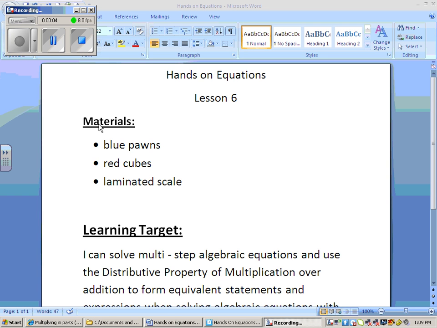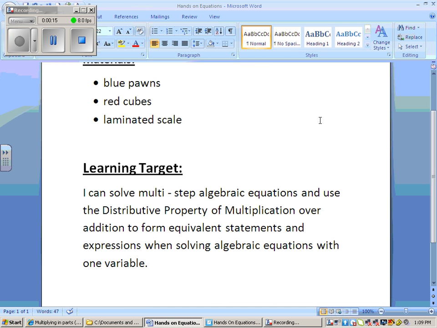Okay, this is lesson 6 of Hands-On Equations. You need the same materials: blue pawns, red cubes, and the laminated scale. Our learning target for today is: I can solve multi-step algebraic equations and use the distributive property of multiplication over addition to form equivalent statements and expressions when solving algebraic equations with one variable.